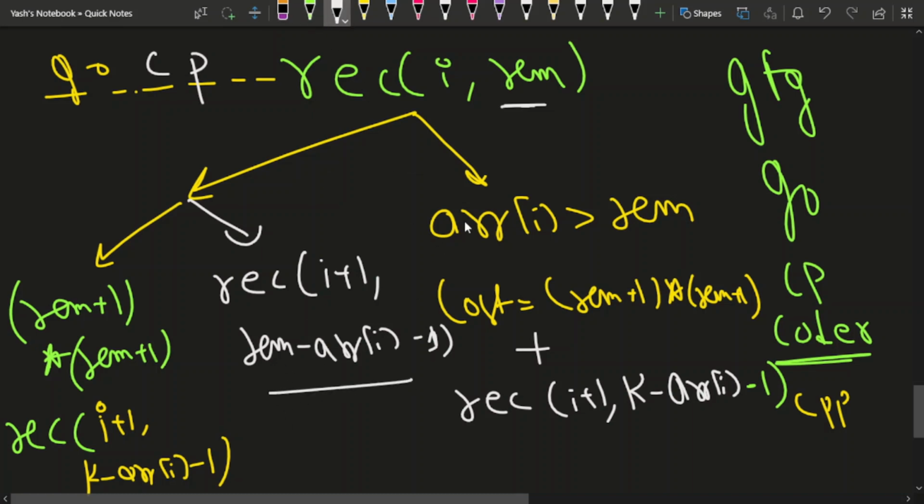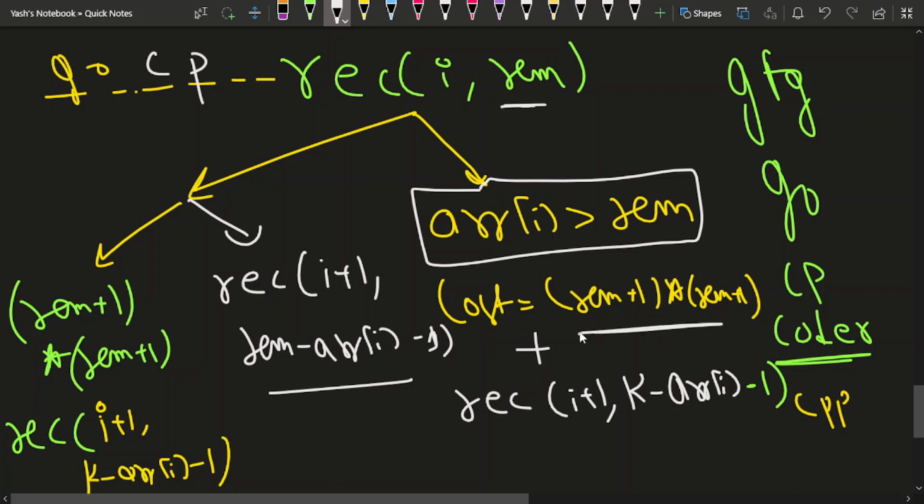There will be two scenarios initially. If the length of the ith word is greater than the number of words that are remaining, in that case you have to pay the cost, that is remaining plus 1 into remaining plus 1, and recursively call for the next. We will be putting the next word in the next line, so you call for the I plus 1th word. Otherwise, if you can put it, then either you put the ith word in the next line, in which case you pay the cost remaining plus 1 into remaining plus 1, and then move to the I plus 1th word with the remaining number of words as k minus rfi minus 1.